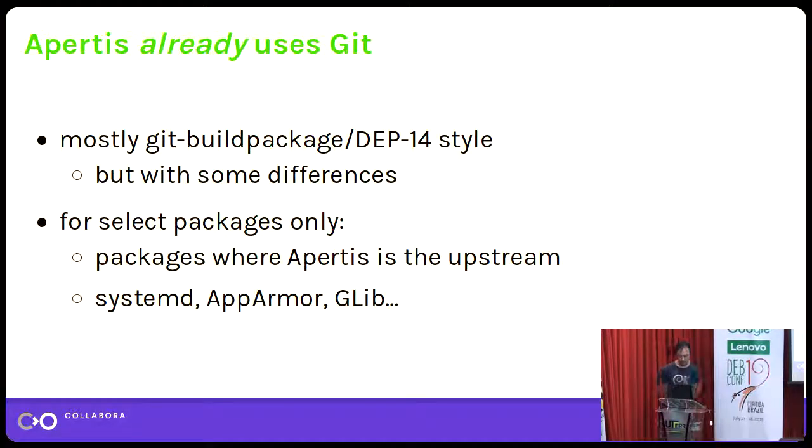And then in the process, as I said, we've already used Git for some workflows. It was basically a DEP-14 style model with some minor differences, because there were some packages for which we were also upstream. So for those packages, we didn't follow the git-buildpackage or DEP-14 workflow exactly. There were basically double tags for upstream and non-upstream releases, but not very important. But the thing is, it was only for a bunch of packages we were upstream, or for packages we really cared about, like systemd or AppArmor.